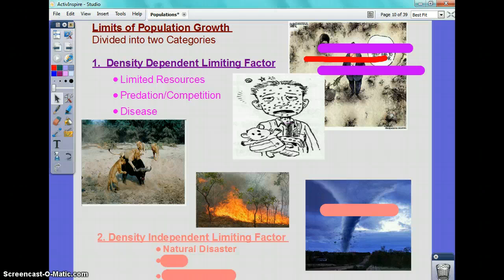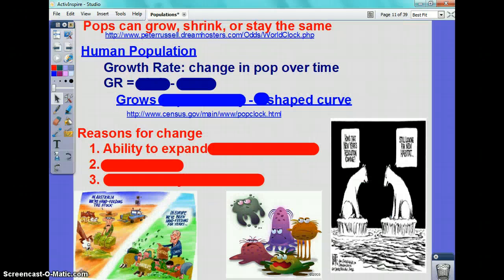So besides natural disasters, you could have fires, and you can also have any kind of clearing of a habitat. It is not a density dependent factor, but definitely will affect the population. Populations grow, shrink, stay the same. So let's continue to talk on what affects these.